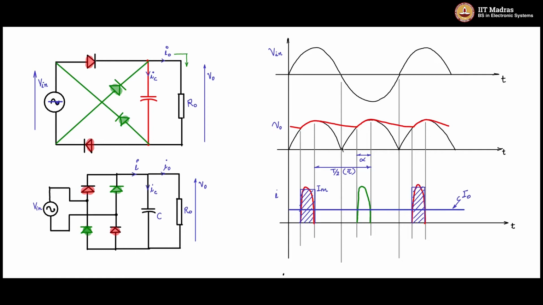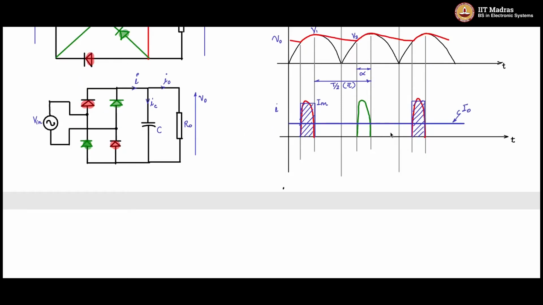So let us see the value of the capacitance. There is a slight change in the value of the capacitance that you will see. So we have marked V1 here and V2. These are the two extremities of the ripple voltage. You have the alpha conduction angle, T by 2 or pi. So now let us see what the capacitance value is.